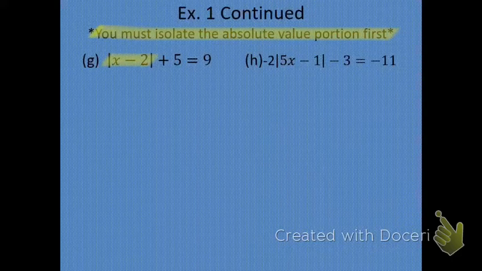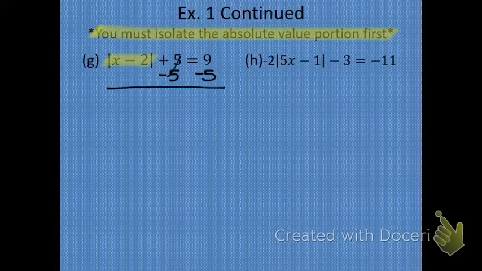So look outside the bars. What is keeping that from being alone? Plus 5. So how are we going to move it to the other side? We're going to subtract it. Beautiful. We're going to subtract it from both sides. Now, keep those bars because we're not to that point yet. So we have the absolute value of x minus 2 equals 9 minus 5, which is 4.